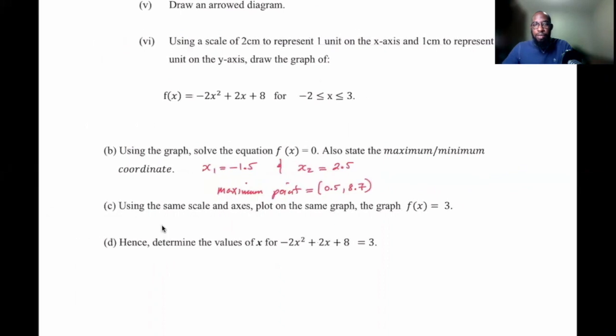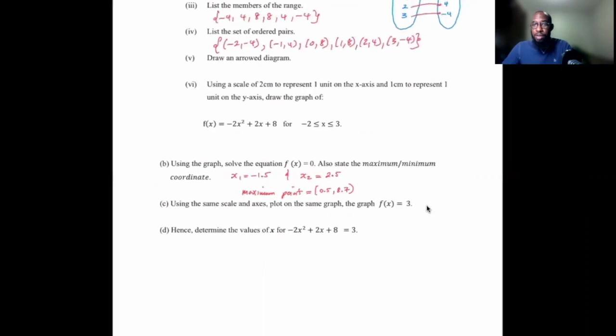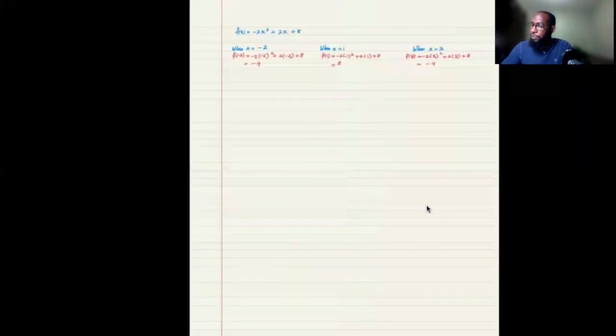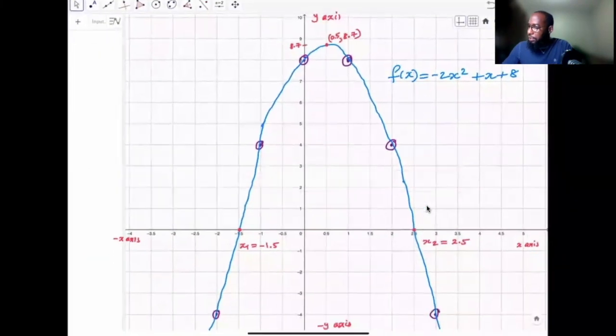They said here, using the same scale, plot on the same graph f of x equals 3. All right, so we want to plot y equals 3. Remember I said f of x is equal to y, so you have to plot that. So let's deal with that now.